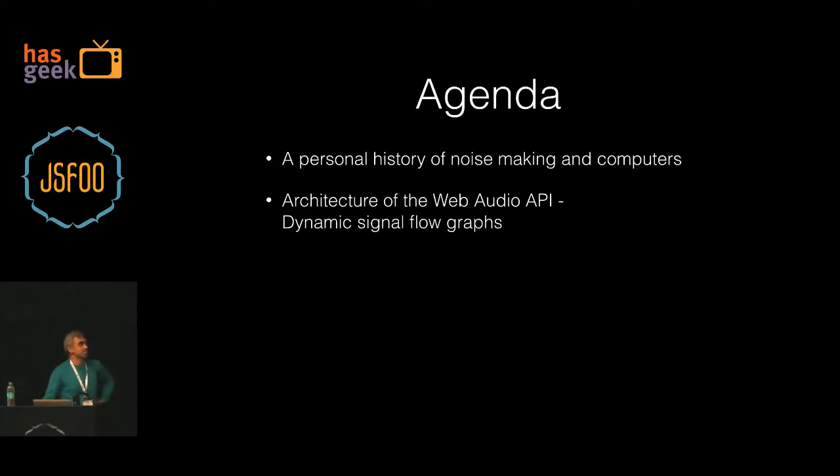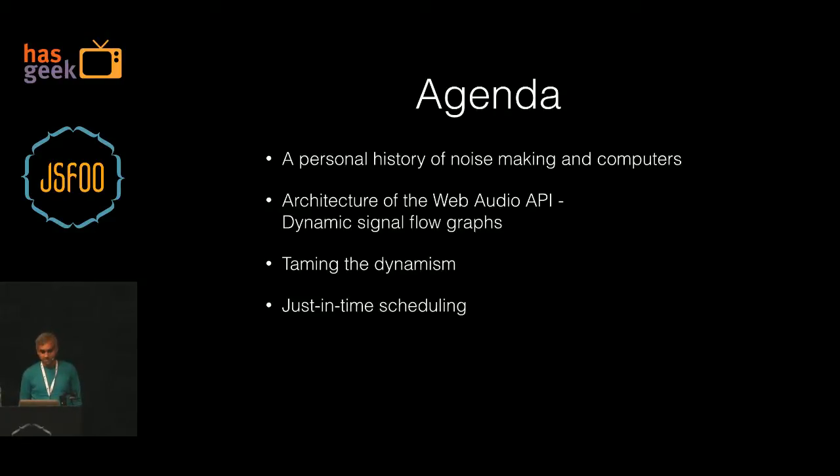Then we dive into the Web Audio API's architecture and conventional architectures in computer music systems. We look at some of the primary gotchas that people run into when they're first faced with the Web Audio API, and how we can use a few simple techniques to solve them. One of them is the dynamism of the signal flow graphs, and the intricacies of just-in-time scheduling of audio events.